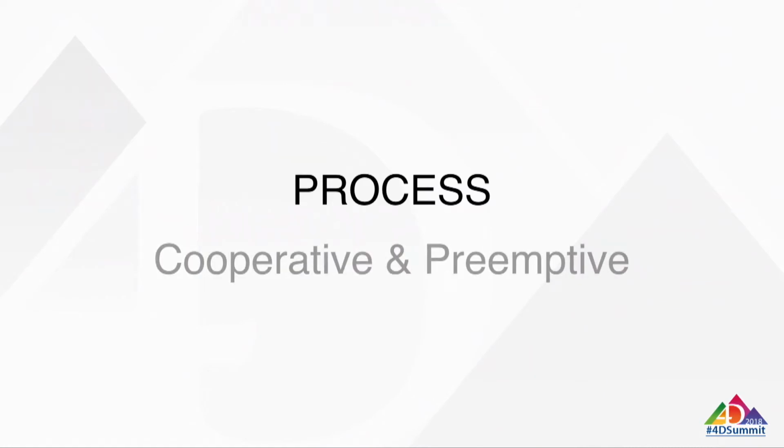Okay, now the first thing we're going to go over is process, and to be precise, the differences between cooperative and preemptive processes. Traditionally, we always talk about cooperative processes, because most of the time when we see 4D running, we always think about the process running, whether the UI or the background process. This is prior to the introduction of the preemptive process in 4D. So cooperative is something that we actually refer to.